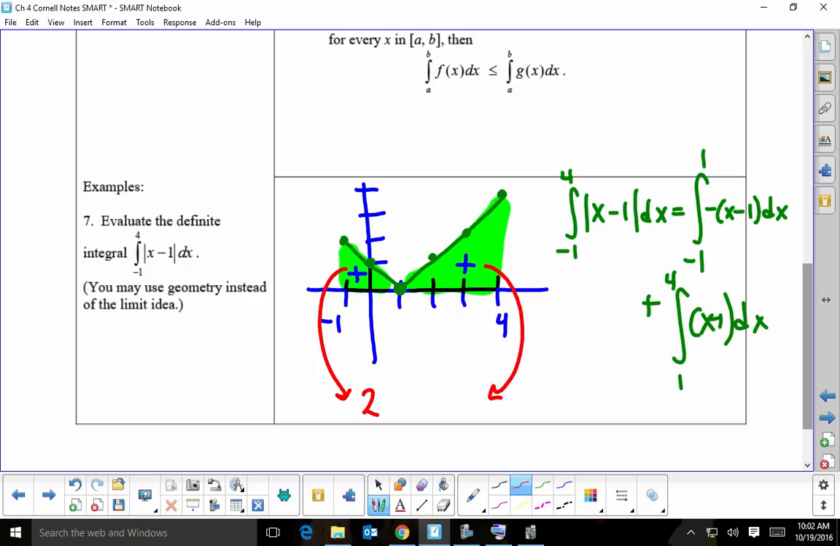What would you say? 9 over 2? 1, 2, 3 times 2, 3, 4. Are you sure? Did I go to 3? There's only 3. Oh, got it. 3 times 3. 9 over 2. Okay. So total, what do I get out? That guy would also equal, and what would you get? 13 over 2. Okay.